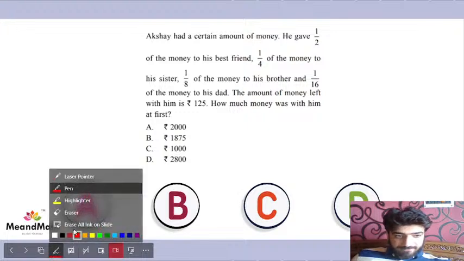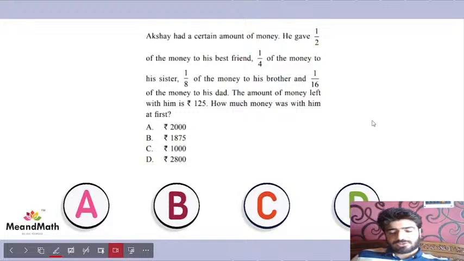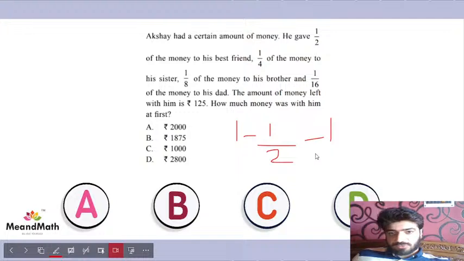So from 1, if we imagine that Akshay had 1 rupee, since it is given in fractions, he has given 1/2 to his best friend, then 1/4 to his sister, then 1/8 to his brother, and 1/16 to his dad. The amount of money left with him was 125.